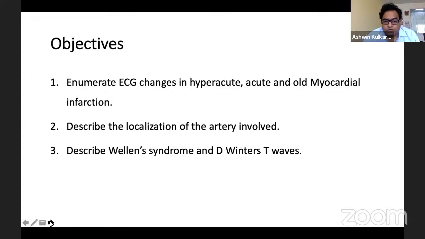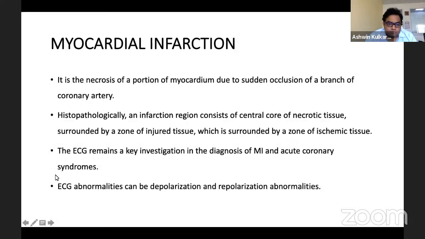The main purpose of conducting this module is for orientation of the students. This module is for the undergraduate medical students, the interns, and also the postgraduate students, because you people are working in the casualty, you are the first point of contact for a lot of patients, and ECG is one such thing which is very important for all of us to know regarding how to manage the further things.